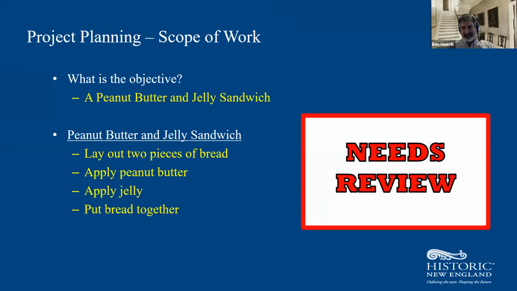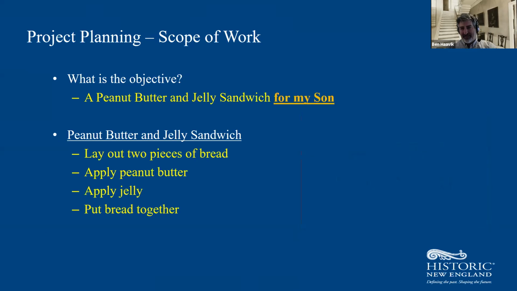But as I said, you always need to review, because in this case, the criticality is that the peanut butter and jelly sandwich is for my son. My son is 8 years old. He's probably like many kids these days, very picky about his food. And so I'm thinking about that, and that's important. Now, if you're writing a scope for your building, your building is my son. Your building has its own concerns and needs. My son has his own concerns and needs, and that's important because not every peanut butter and jelly sandwich is the same.